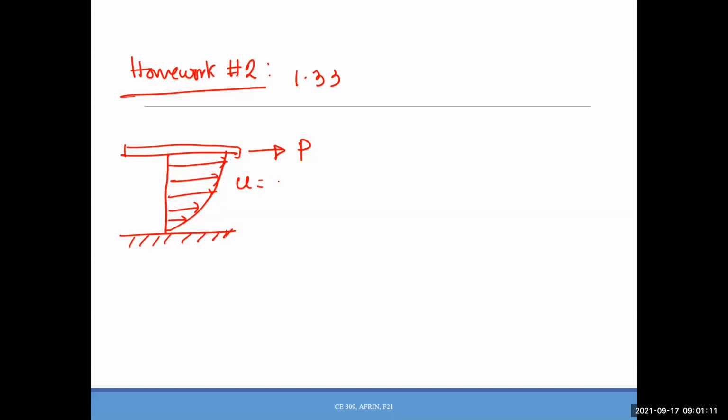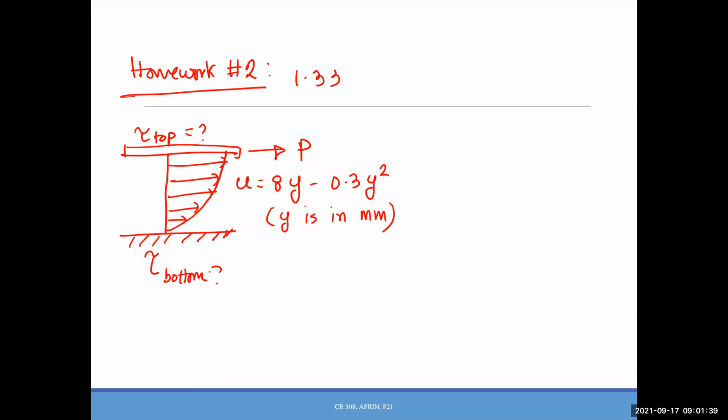if I can remember correctly, it's 8y, this one, right? And one note, y is in millimeters, I guess, right? So you need to make sure you are using all the y value in millimeters because that's how this equation was developed. Now you need to find the top stress and the bottom stress here.